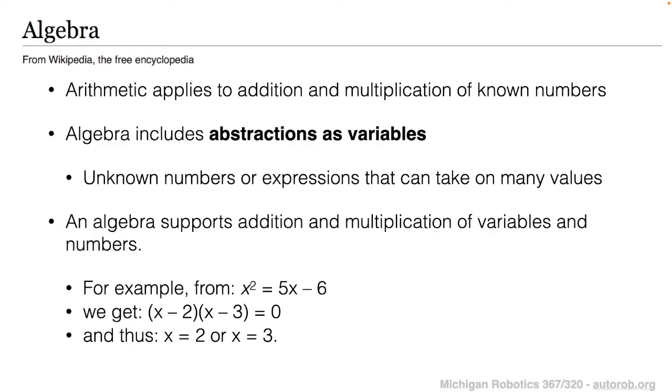And so, for example, on the lower half, we have this example of x squared equals 5x minus 6. So in this particular equation, x is a variable. So x is not a known number. It hasn't been fixed. And so as a result, we can apply rules of arithmetic to ultimately arrive at a set of solutions. So in this particular case, x equals 2 or x equals 3 would both satisfy the original equation of x squared equals 5x minus 6.